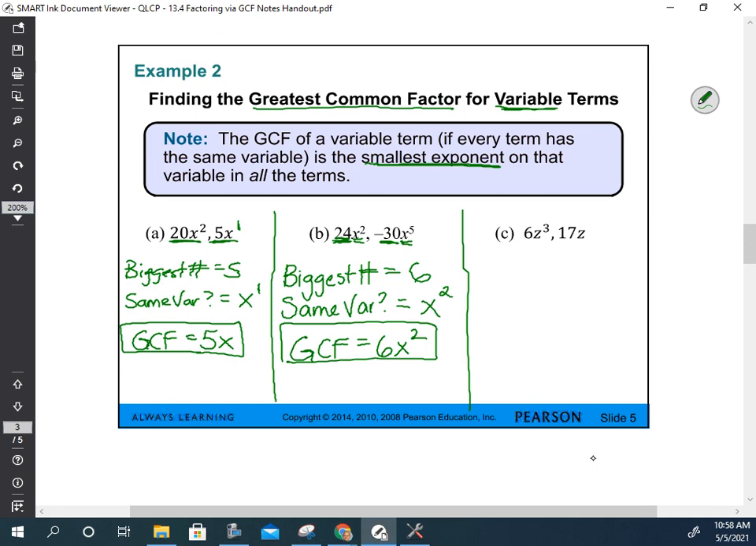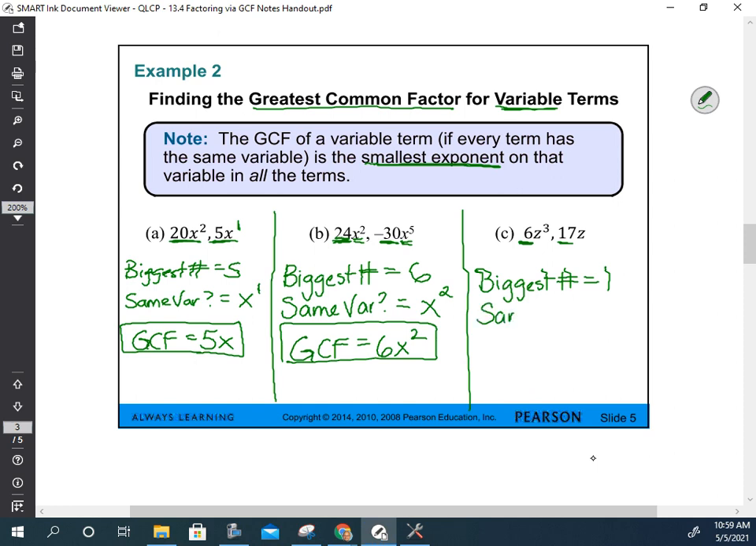All right, so let's look at part C. You have 6, you have 17. So, biggest number I can take out is 1. So 6 and 17, the only thing you can divide out is 1. One thing that you can divide out that's the same is 1.